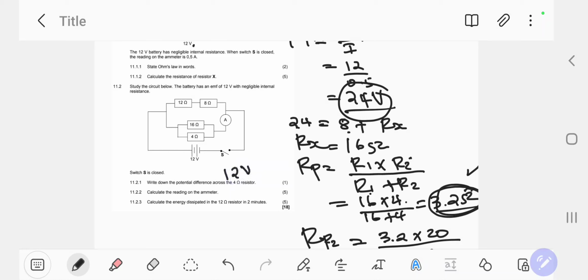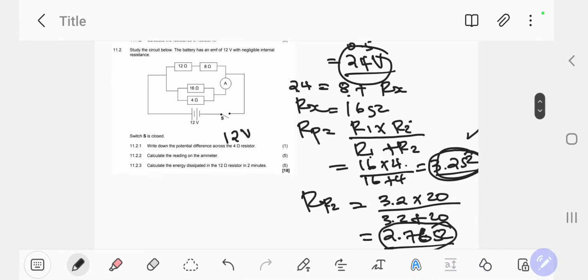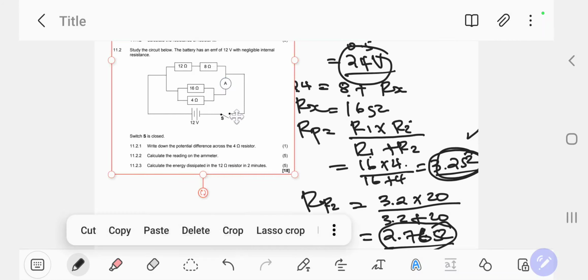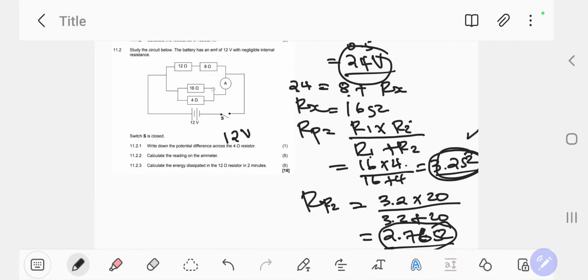Calculate the reading on the ammeter. The ammeter is this one. Wow. And then we need to calculate the reading on the ammeter. We're going to use Ohm's law. So the ammeter reads the current that is basically coming from the parallel branch. So how are we going to account for that? R equals V over I. What is R of that total branch? It's going to be your 3.2 of the total branch.